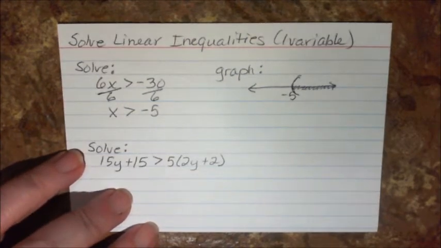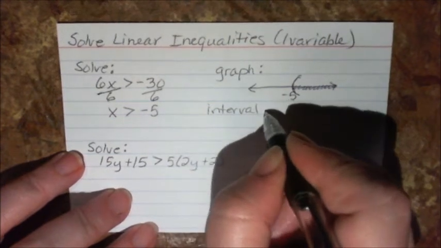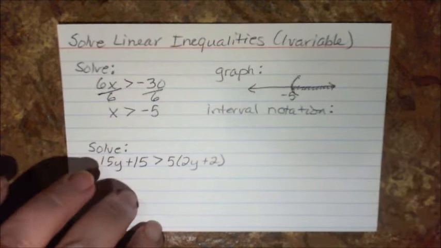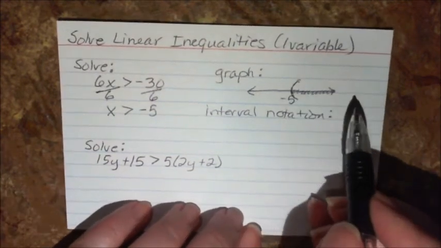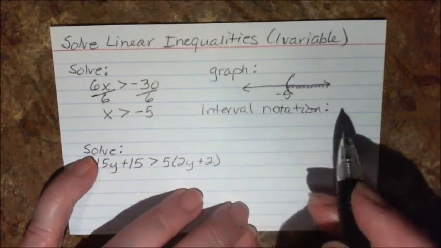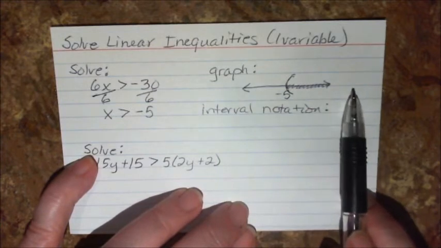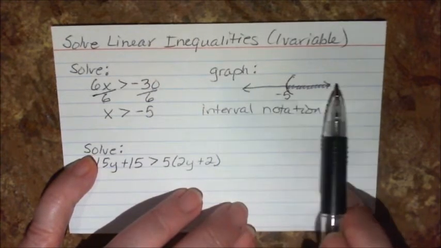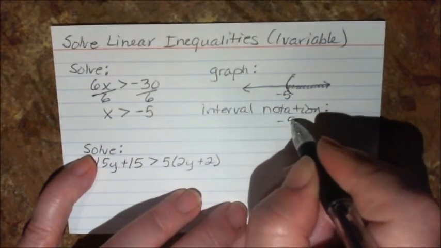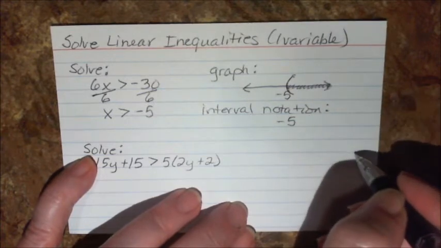The other way we might want to write the solution set is called interval notation. To write the interval notation, the graph itself can help us. We want to write a starting number and an ending number, so we read the graph left to right. The first number we see is negative 5. The last number we see, well, we don't see it because it keeps going in this direction.